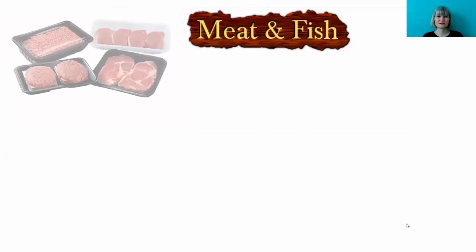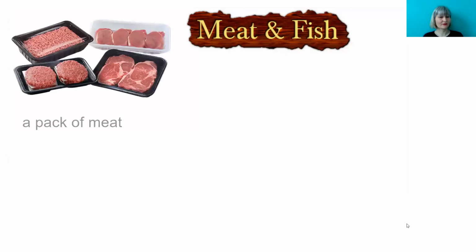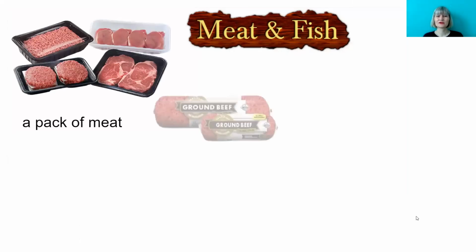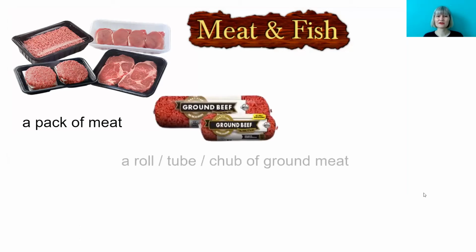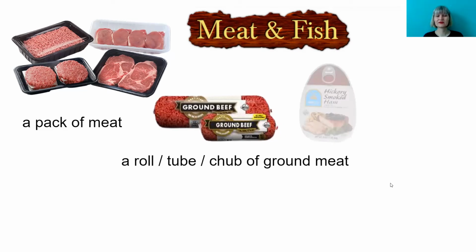All right, how could we measure meat and fish? So we can use packages or pack, right? We could also, here in the supermarkets, you guys can see a roll or a tube or a tub also of ground meat. Фарша, да, в роллах такие продаются для того, чтобы делать бургеры. So you can see a roll, a tube or a tub. A very interesting word for denoting the amount of meat.